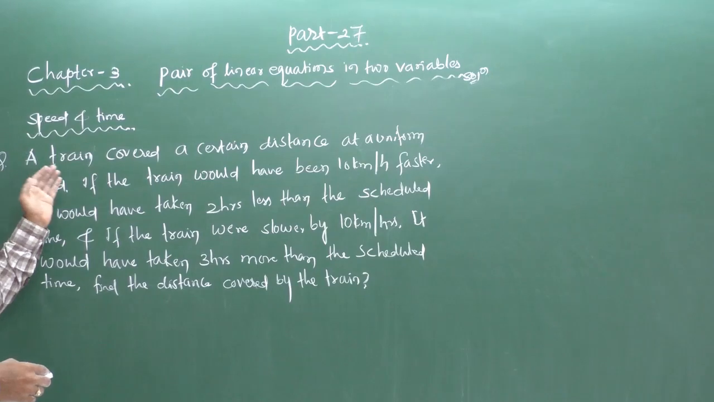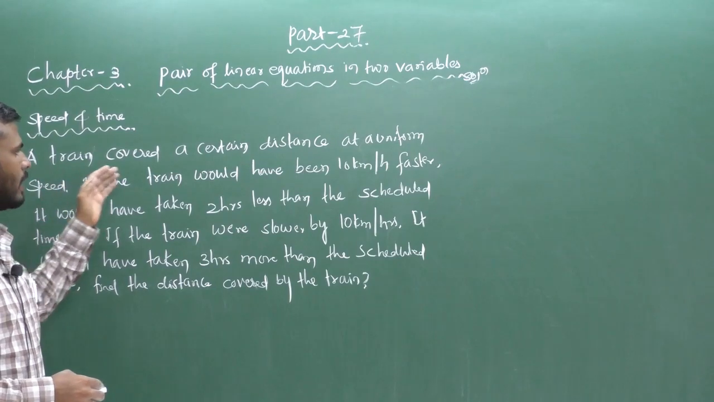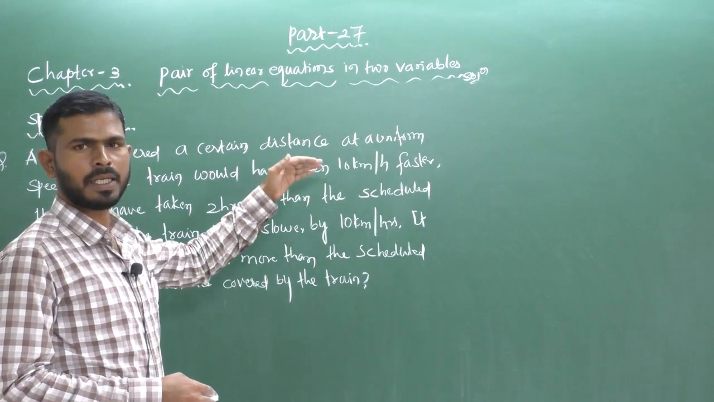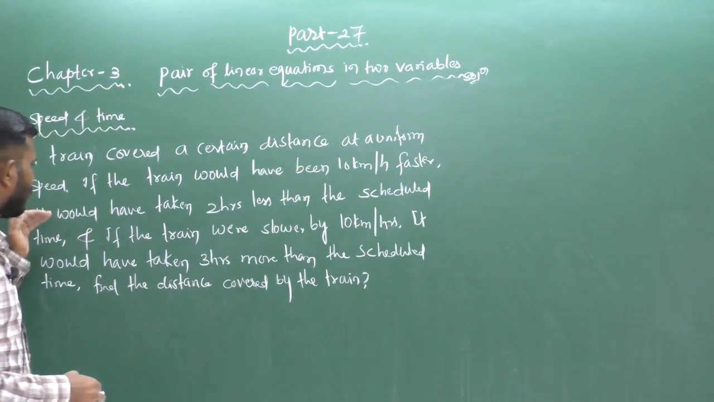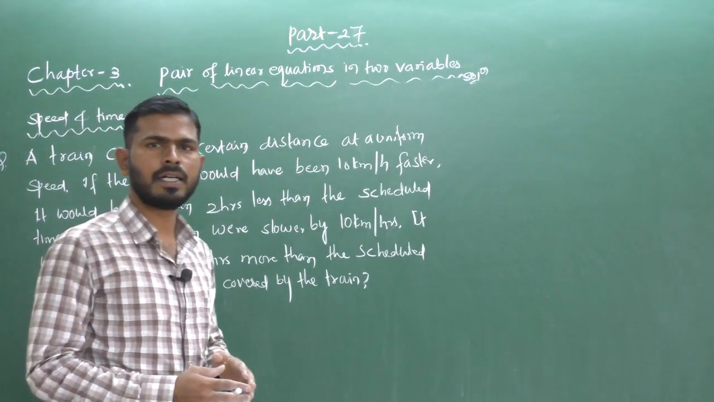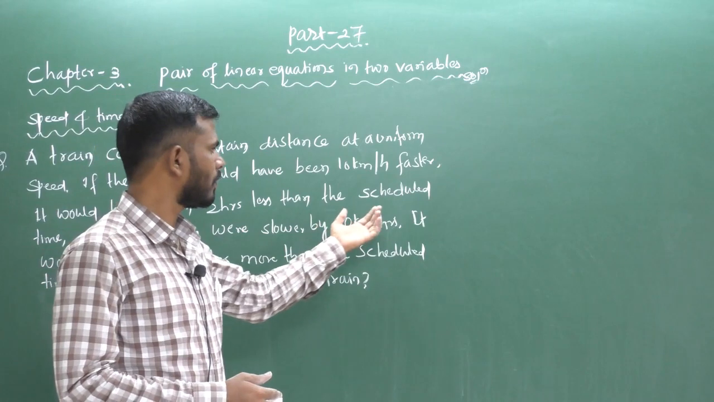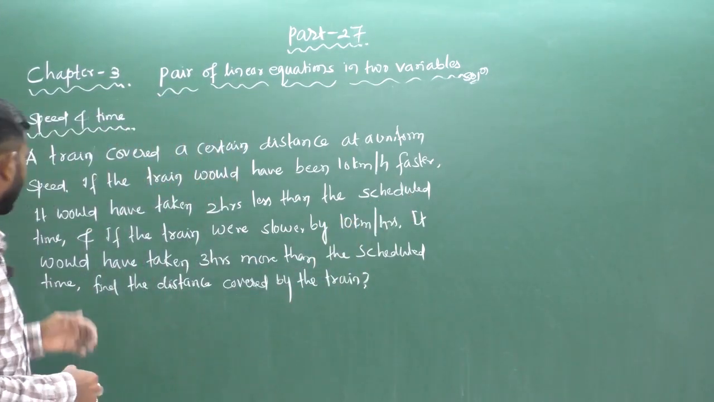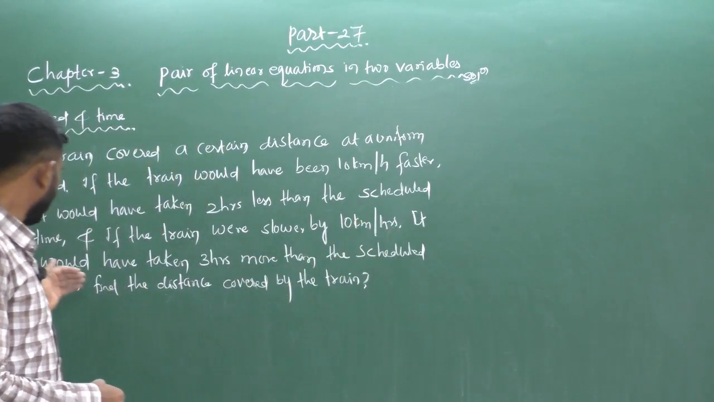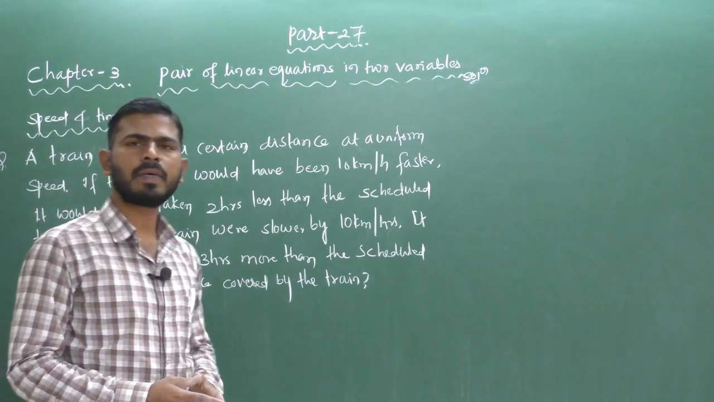First, a train covers a certain distance at a uniform speed. If the train had been 10 km/h faster, it would have taken 2 hours less than the scheduled time. For example, if you want to cover 100 km, you have to increase your speed, which means you will reach before the scheduled time. The next condition is, if the train were slower by 10 km per hour, it would have taken 3 hours more than the scheduled time. Find the distance covered by the train.